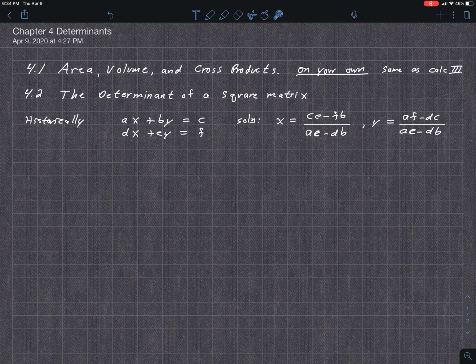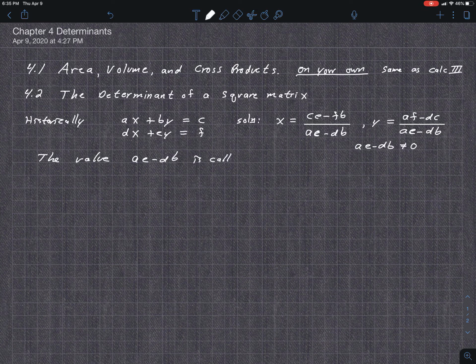And note this is a C. Nope, sorry, that's an E. That's an E. And note that these denominators are the same. That is, of course, provided that the denominator is non-zero. So you would say AE minus DB does not equal 0. So this pattern came from the general solution to a 2x2 system.